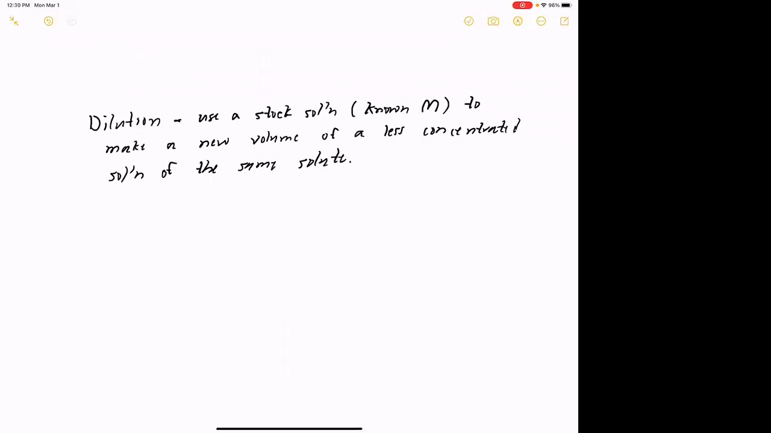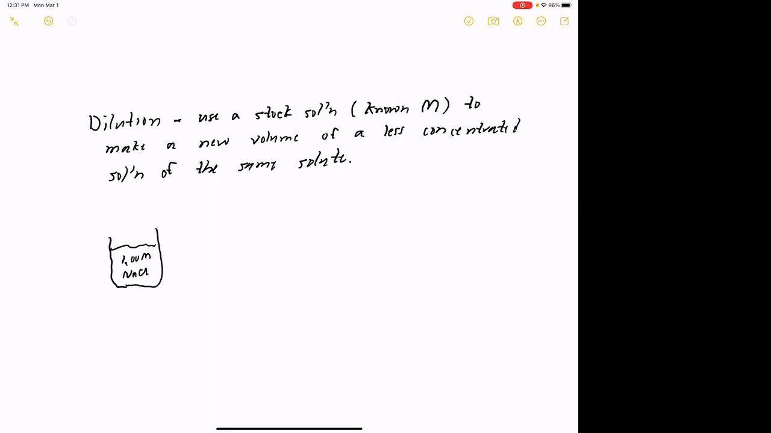So let's say I've got a beaker here. Excuse my art here, guys. And in this beaker, I'm going to have a 1.00 molar solution of NaCl. We'll just make something simple like table salt here. Okay. And I want to make a more dilute solution out of it. So I want to take that 1 molar NaCl solution and make it a lower concentration.